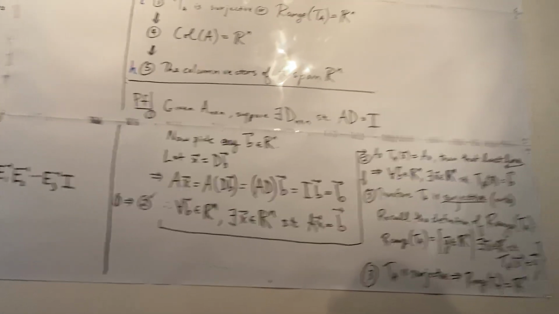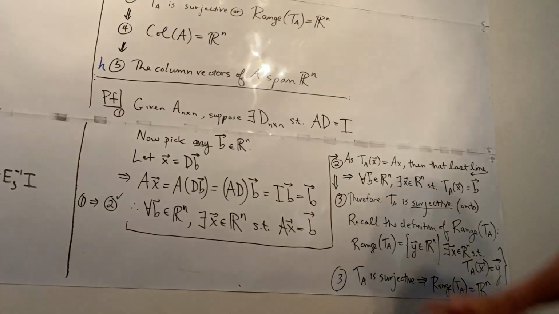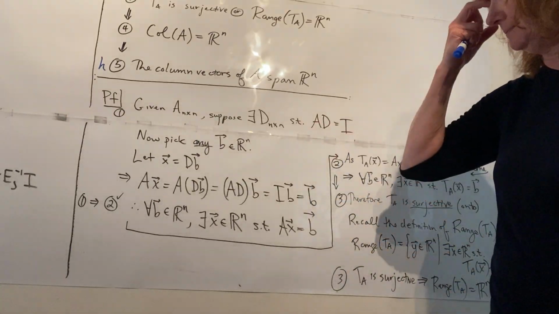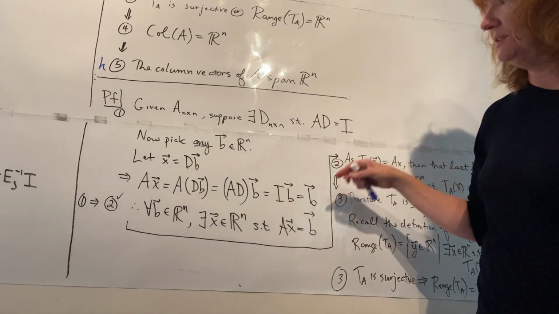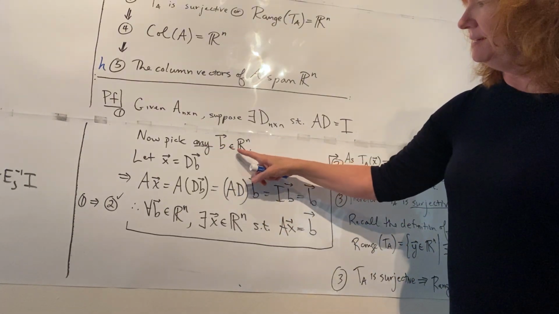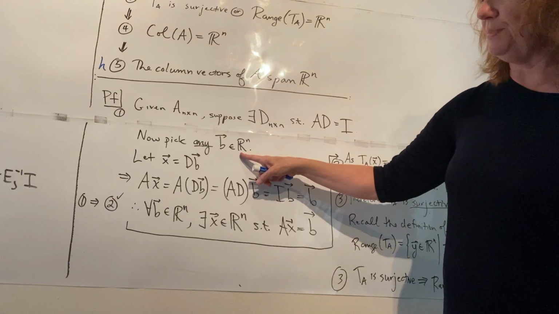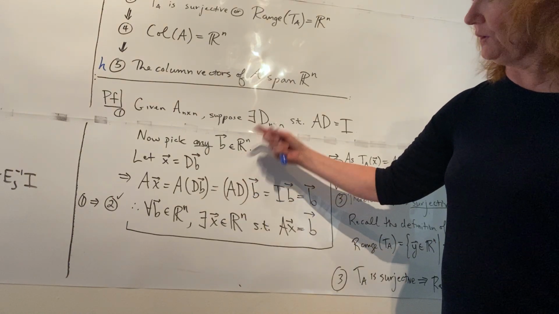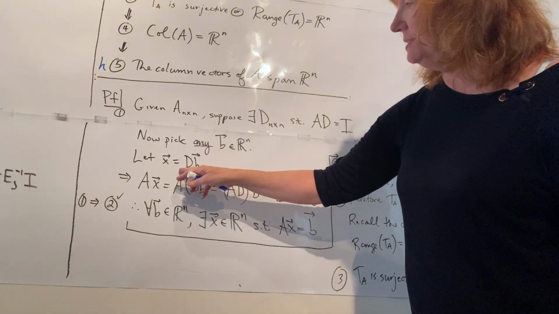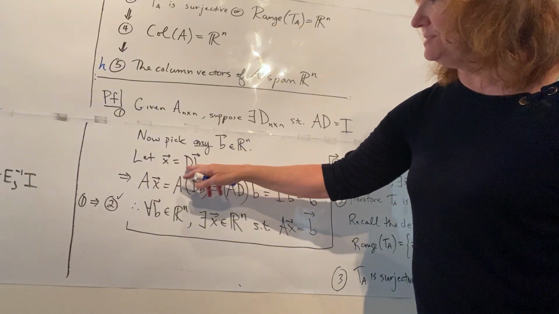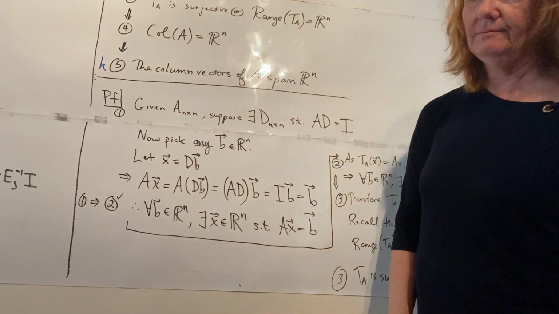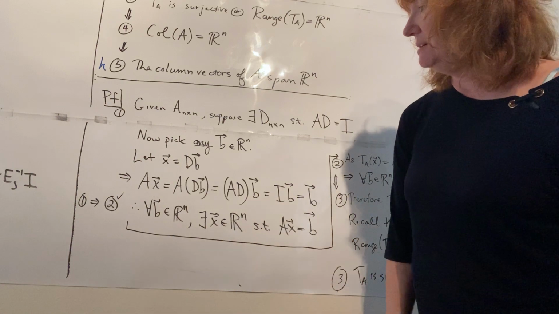In other words, that A times D will give you the identity. All right, so that's out there. Now pick any vector in Rn, call it B. And now cook up another vector X, which is D times B. Okay, why do we do that?